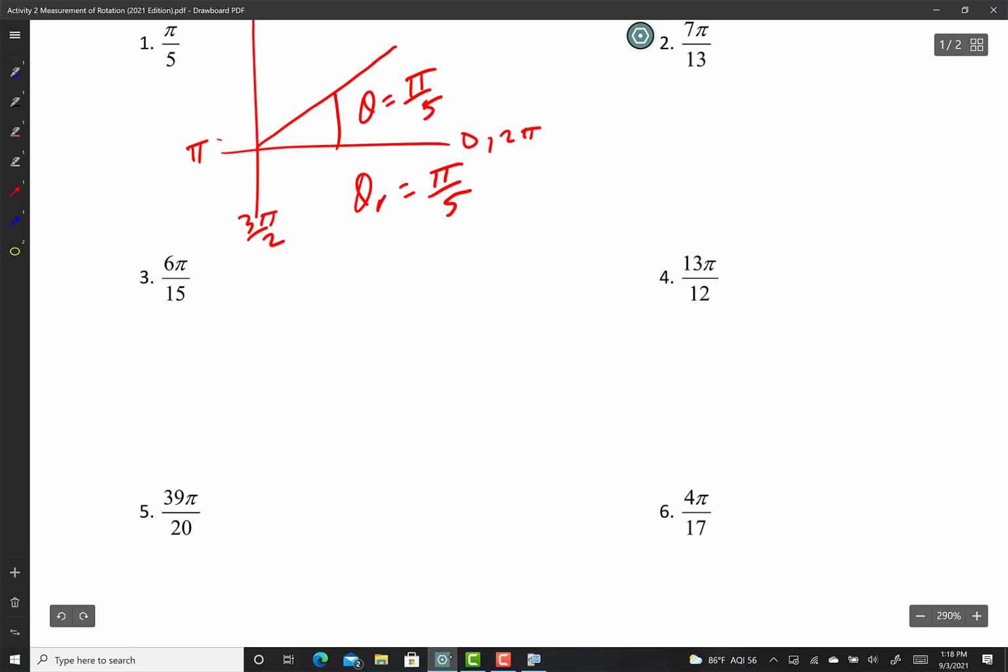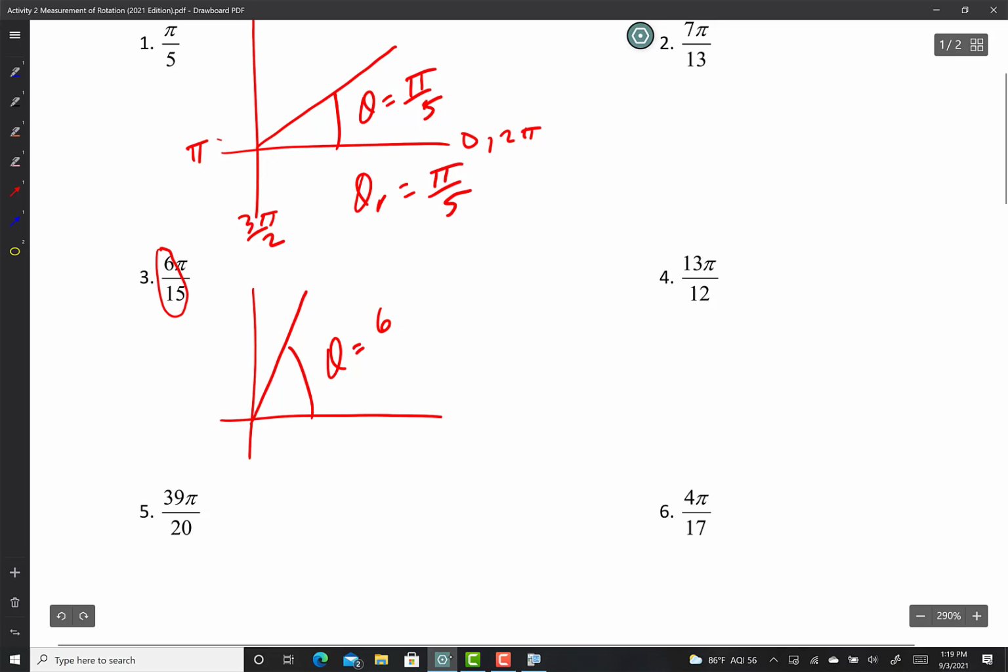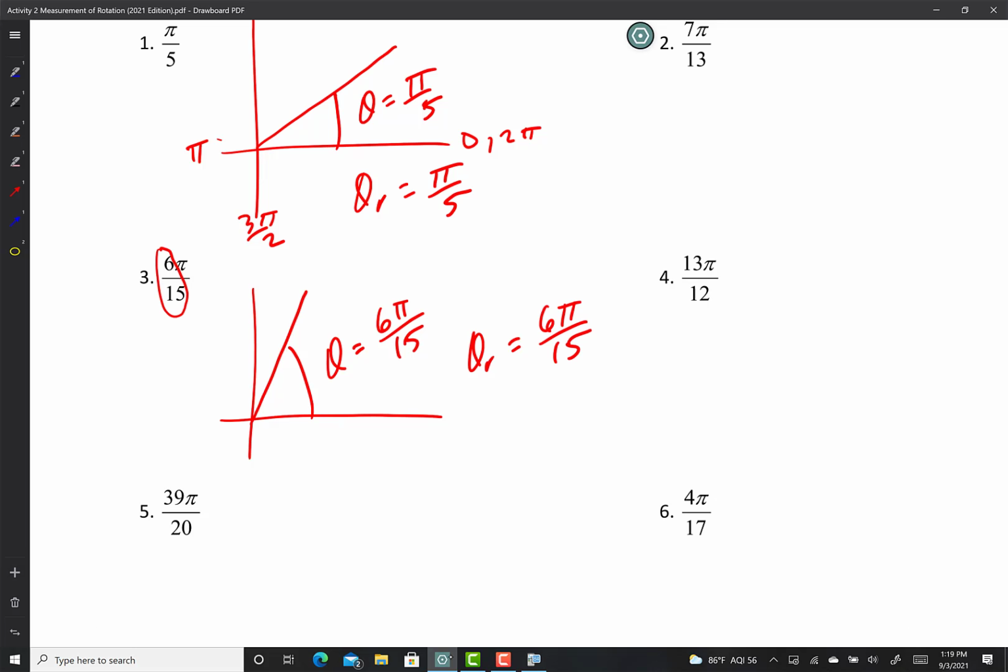So let's look at number 3. This one says 6 pi over 15. So focus on the 6 over 15. Is that smaller than half a pi or bigger than half a pi? Smaller. Because if it was 6 over 12, that's half. So if the denominator gets bigger, like 6 over 15, that's less than half. So I'm somewhere closer to the y-axis. Doesn't have to be perfect. Something like that. That is 6 pi over 15. And my reference is also 6 pi over 15. What do you guys think so far?